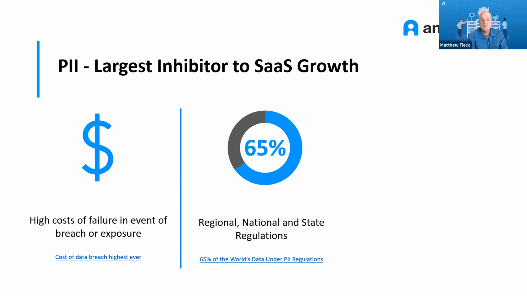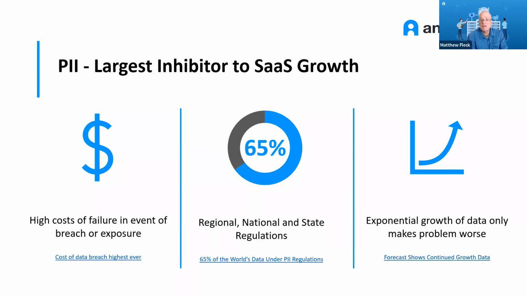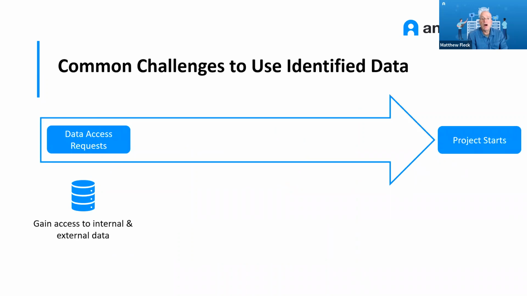To make a complicated situation even worse, the massive increase in the amount of data and the types of data that organizations are now managing and storing is growing at a phenomenal rate. All of these restrictions add significant costs in time and money to the budget of any project which involves identified data. Identified data is any data that is directly linkable back to an individual person.